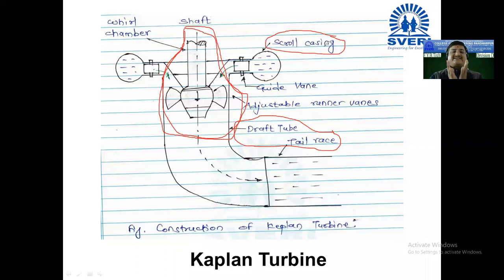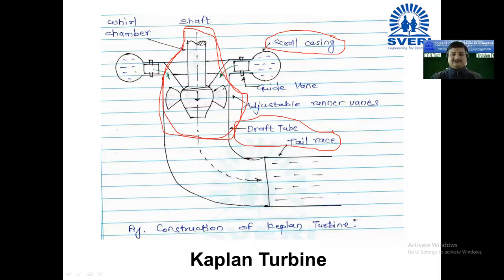And why is the casing provided to the turbines? To avoid the leakage of water. Yes, to avoid the leakage of water and to protect the mechanism of the turbine. To protect the turbine mechanism and to save the turbine's water from leaking, we are providing the scroll casing.